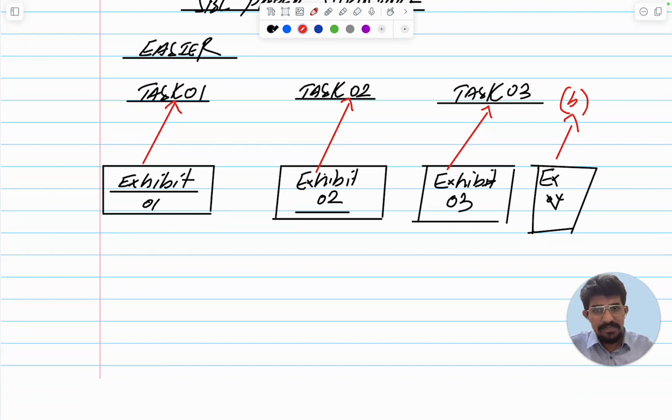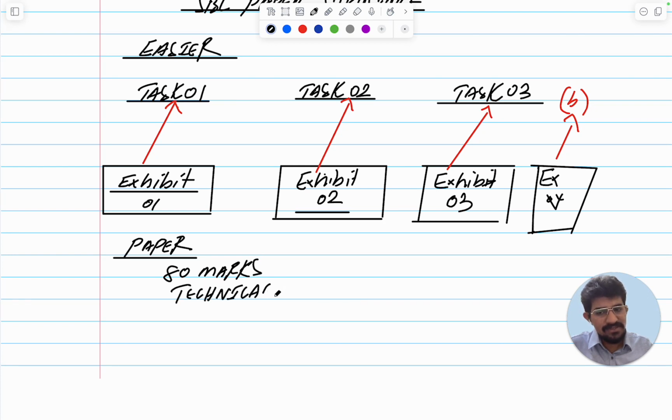Now, the next thing the students need to understand is the paper. The advantage of this paper is very simple. You are not going to write for 100 marks. You are only going to effectively write for 80 marks. And that 80 marks, although we call it technical skill, I can effectively say it's application, students.